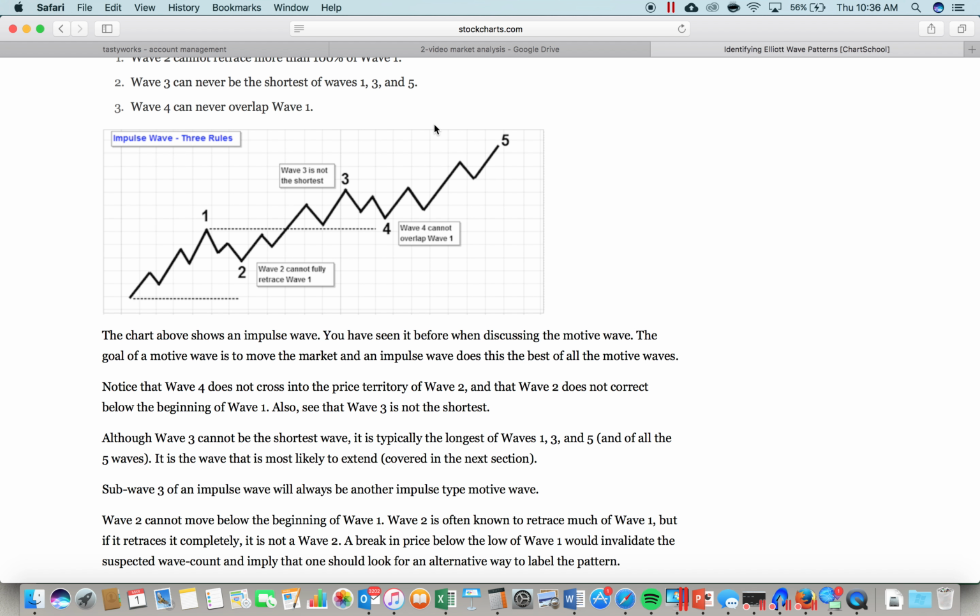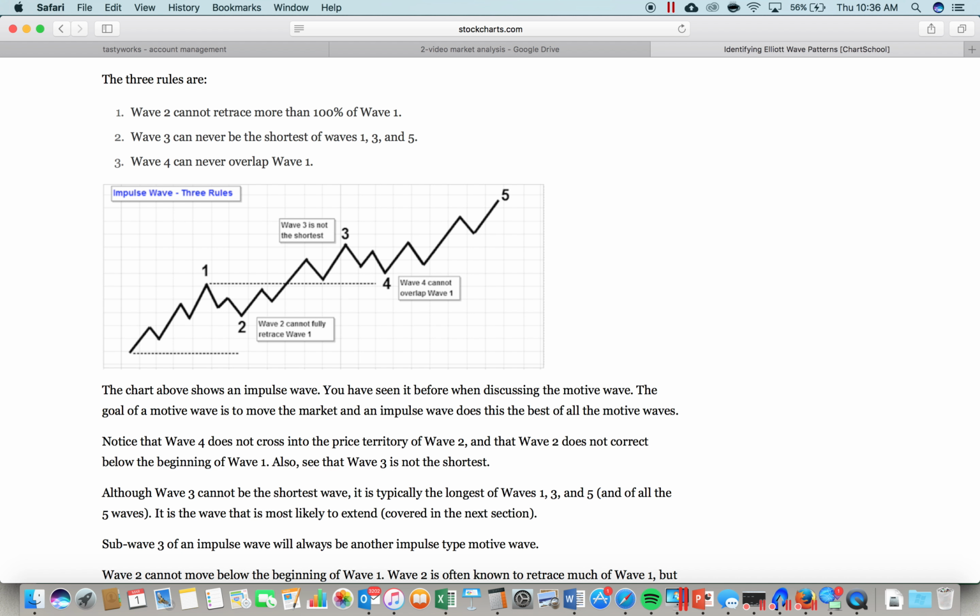Elliott came up with some tools that are listed here. First of all, wave 2 cannot retrace more than 100% of wave 1. Usually it does not. Wave 3 can never be the shortest of wave 1, 3, and 5. It's often the longest. And wave 4 can never overlap wave 1. So in other words, wave 4 has to start in an uptrend at a point higher on the price chart than wave 1 stops. In a downtrend, it's exactly the opposite.